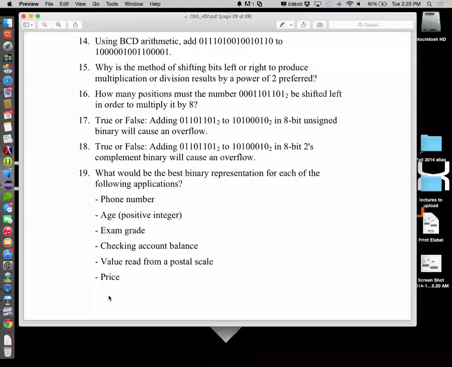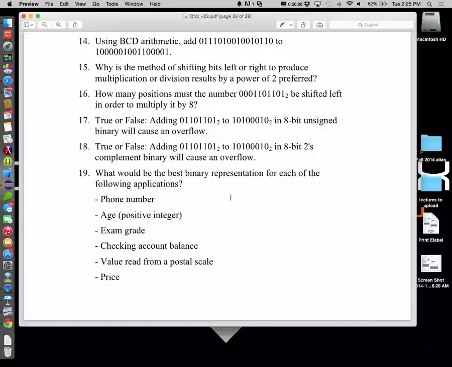Price. Did you get it? I did. So price, same thing. It's got to be a decimal value. Probably going to be a positive number. So that type of thing. Let's see where we got here. Okay. Anyways, I'll look at it here in a second.